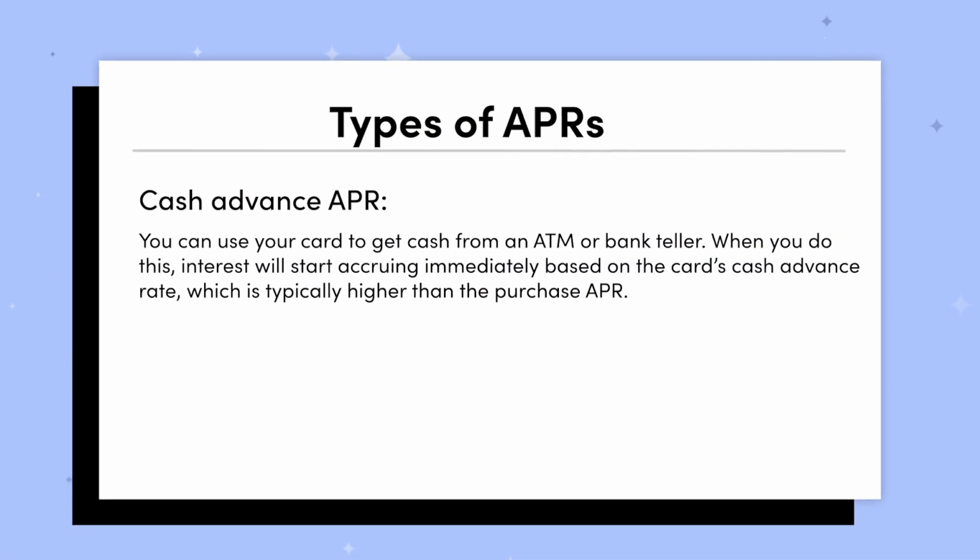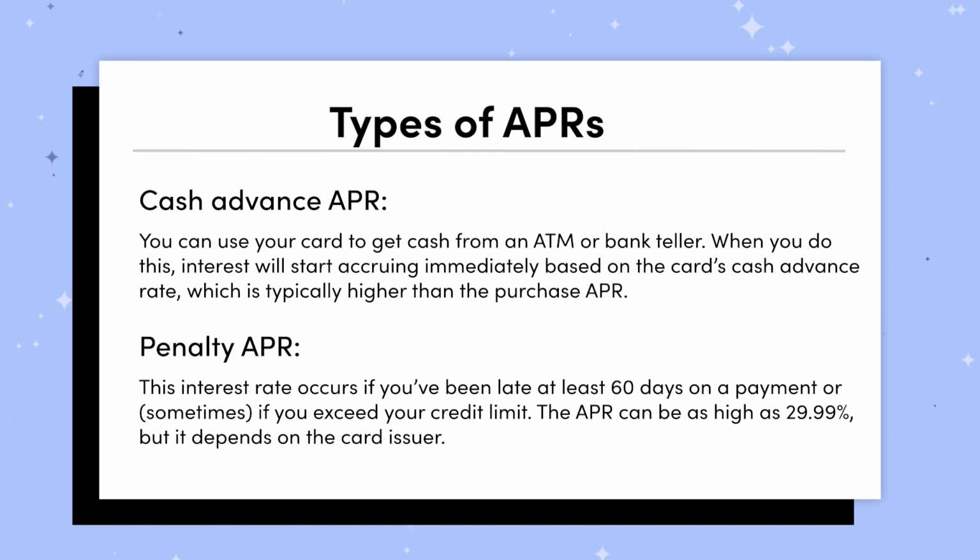And then you have your cash advance APR. This is the APR you'll pay if you take your card to the ATM or a bank teller and you borrow money against your card. Typically, interest will then start accumulating immediately based on your card's cash advance rate, which is usually a little bit higher than your normal or purchase APR.